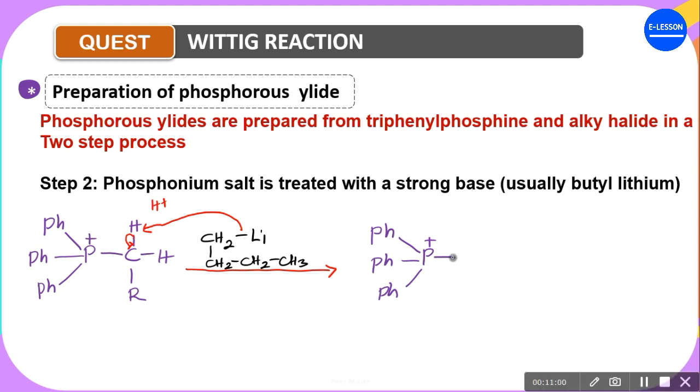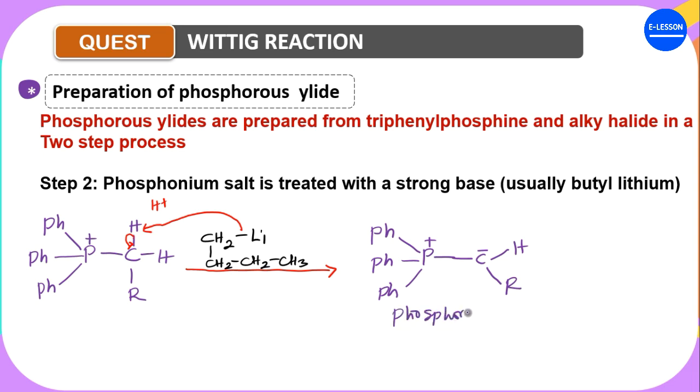If you have C, here will be what? Negative, right? Here will be negative, and then you have the hydrogen, because one of these hydrogens is no longer here again. So you have one hydrogen here, and then you have the alkyl group here. Now this product formed is what is called a phosphorus ylide. Are you getting it now?